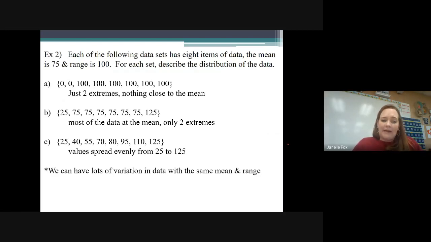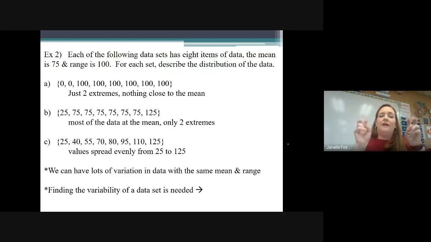So on your note packet, there's a little asterisk. I want you to write down that you can have lots of variation in data that has the same mean and the same range, basically what we were just discussing. Well, what I was discussing. So finding the variability of the data set is needed. So you're writing that also on your note packet. Finding the variability of a data set is needed. And the way that we find this variability is something called standard deviation. So standard deviation is what we're going to work on finding now.